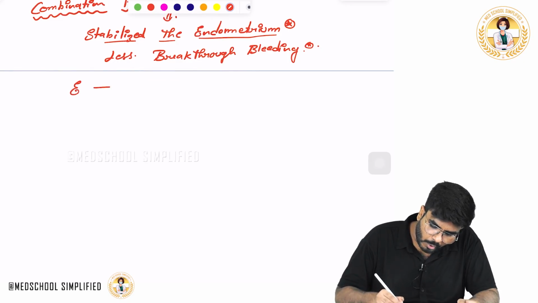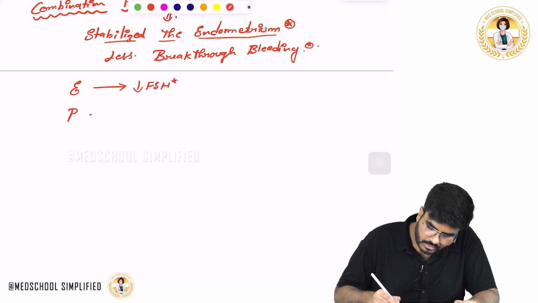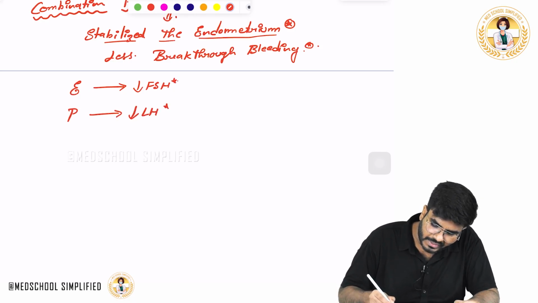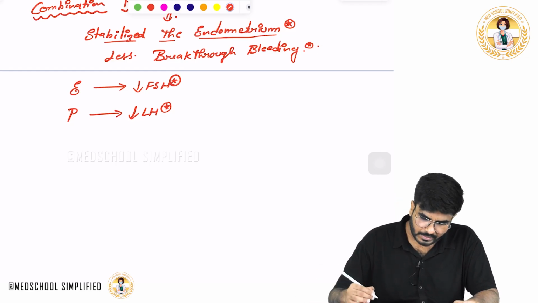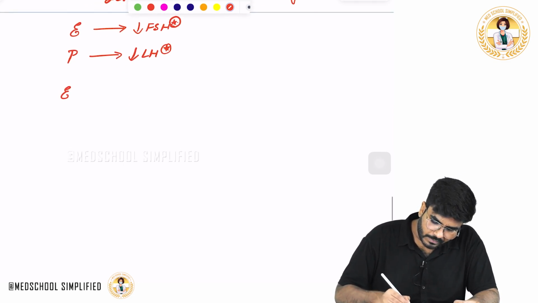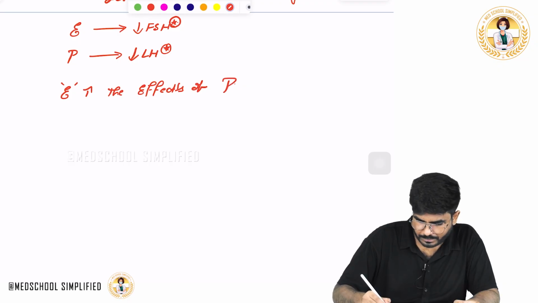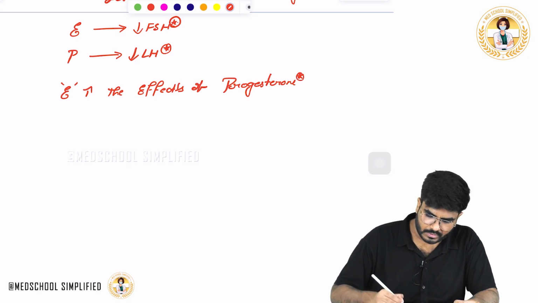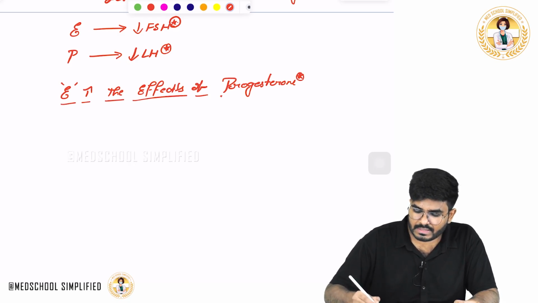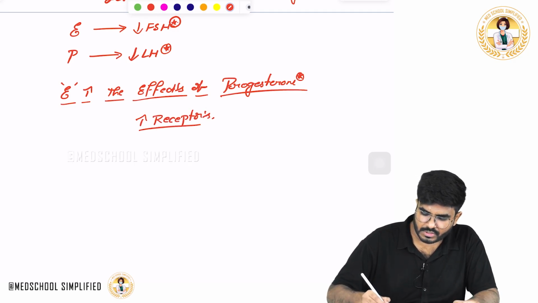Estrogen, whatever you are taking from outside, decreases the FSH, and progesterone is going to decrease the LH. So there is better suppression of the follicular development. That's one thing. And estrogen increases the effects of progesterone. Estrogen increases the progesterone receptors.